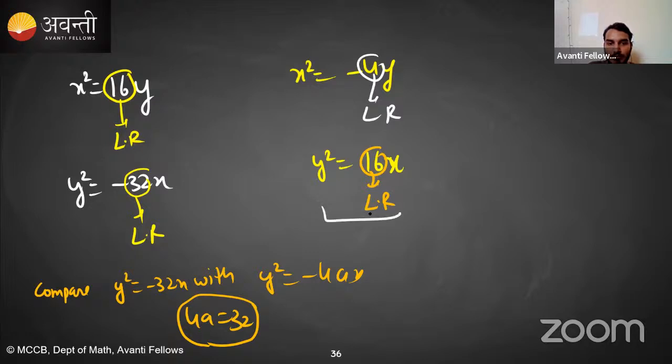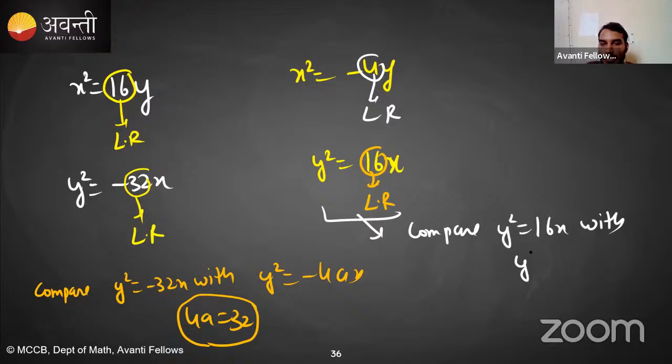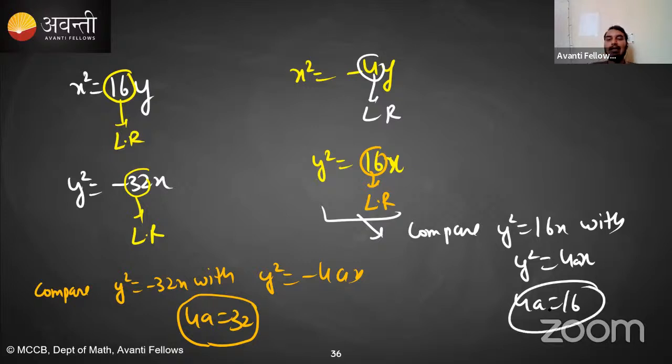for here also, what will I say here? Compare y square is equal to 16x with y square is equal to 4ax. 4a is how much? 16. And what is 4a? Length of latus rectum. So that's why 16 is the length of latus rectum. Is this clear? Quickly let me know in the chat box. Any doubt, students?